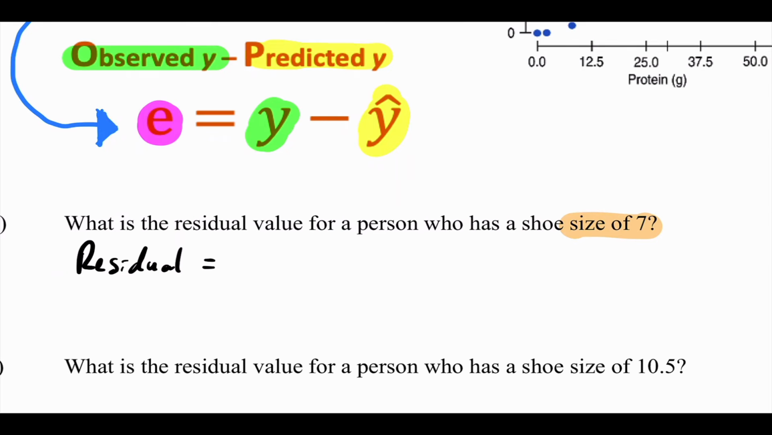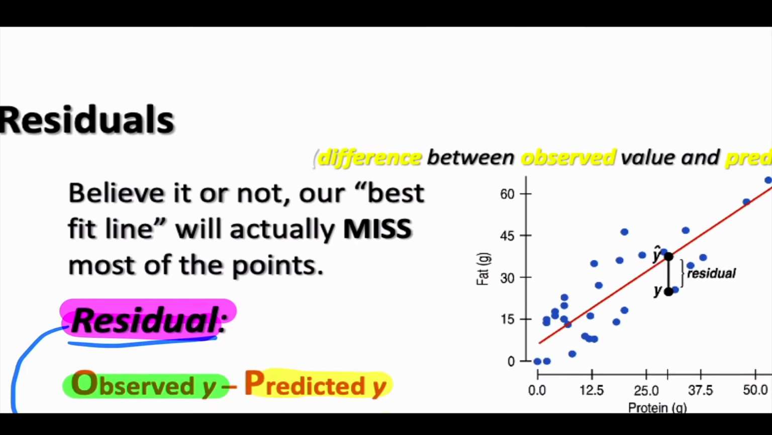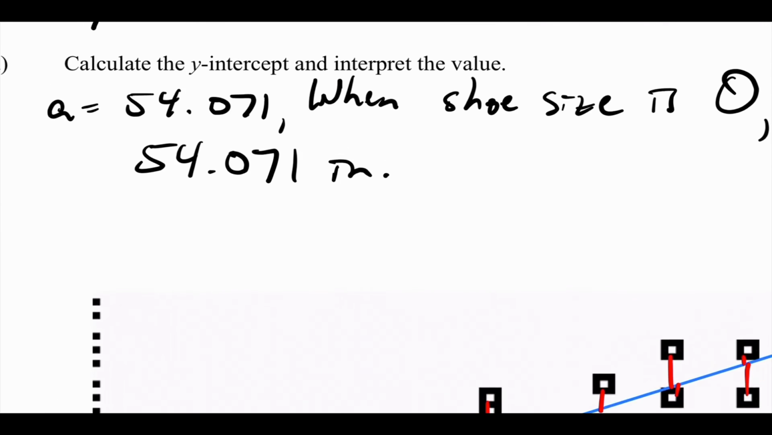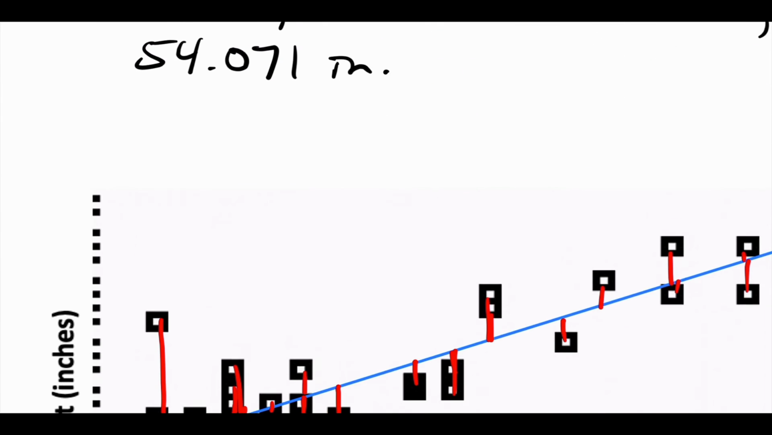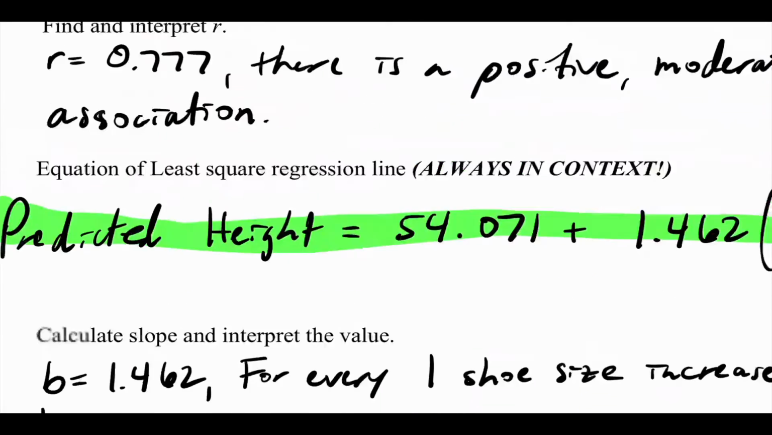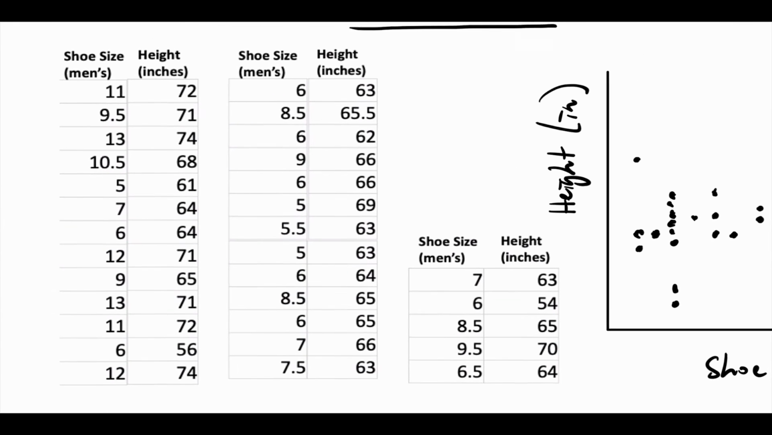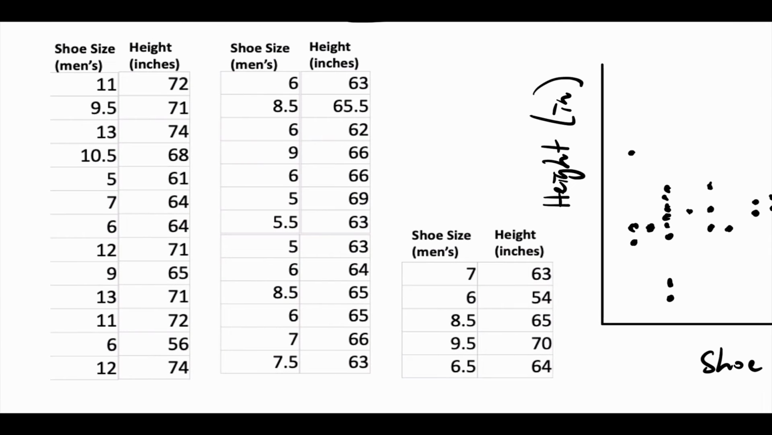what's Y going to be? How do we find the observed Y? You look at the table, right? Let's go look at the table. Observed means actual. Observed means what actually happened. So the observed of someone who had a men's shoe size of 7.